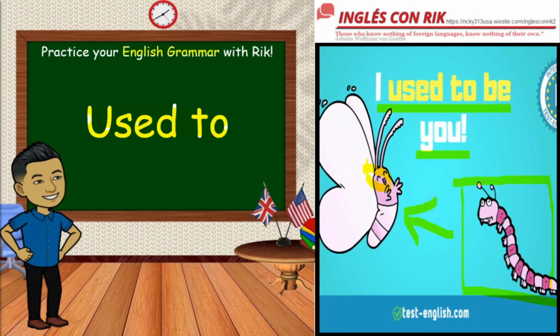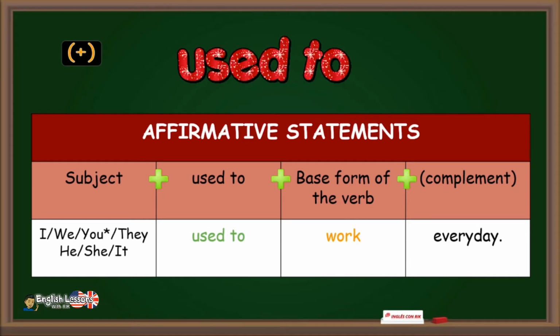Let's start with charts. In order to write affirmative statements using used to, you must write first subject plus used to plus base form of the verb plus complement if it is needed. Examples: I used to work every day. They used to work every day. She used to work every day.